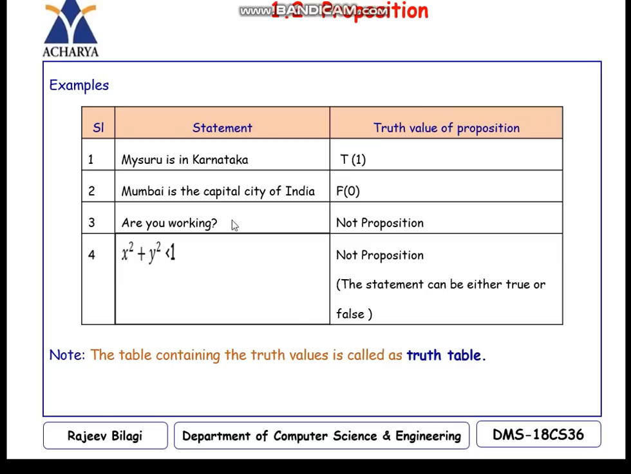Now, a table containing the truth values is called a truth table. Any truth table contains either zeros and ones, or T and F. When you are writing a truth table, you can use either 1 and 0 or T and F, but don't combine these two, like T, 0, F or 1. So this is about the truth table.